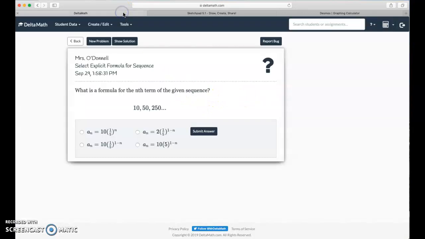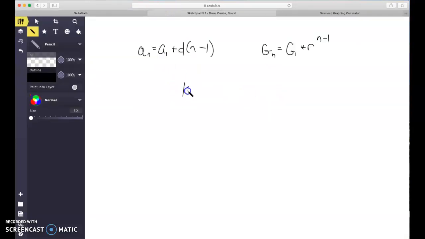And let's see here. In this case, they give us 10, 50, 250, dot, dot, dot. It's an infinite sequence. And it looks like we're multiplying by 5 between each term. And if you're not sure about that, you can take your second term, divide it by your first term, and it looks like we are. So that gives me a geometric sequence. So g sub n equals my first term, which is 10, times my common ratio, which is 5, raised to the power of n minus 1.